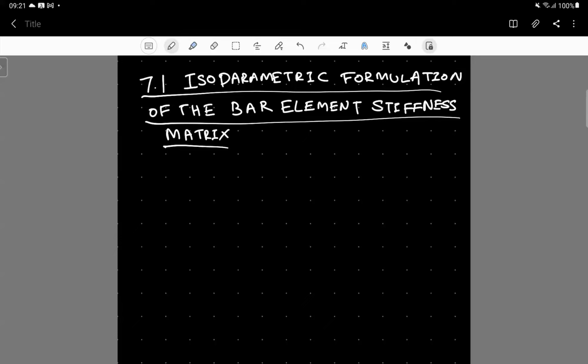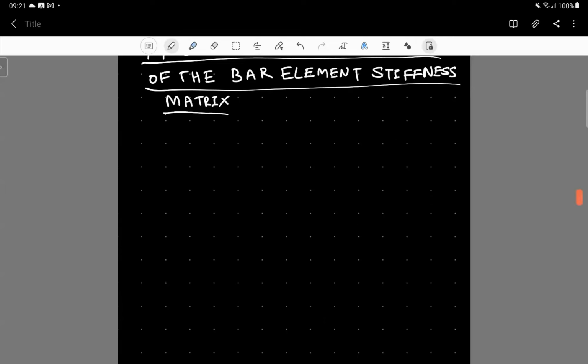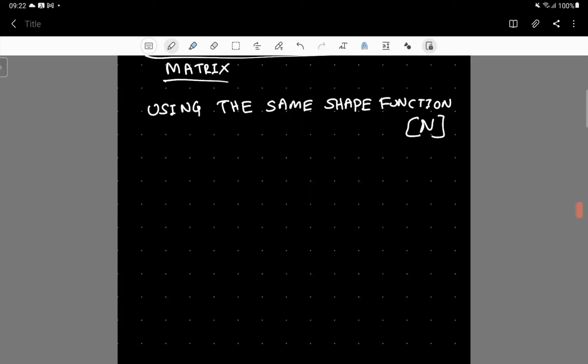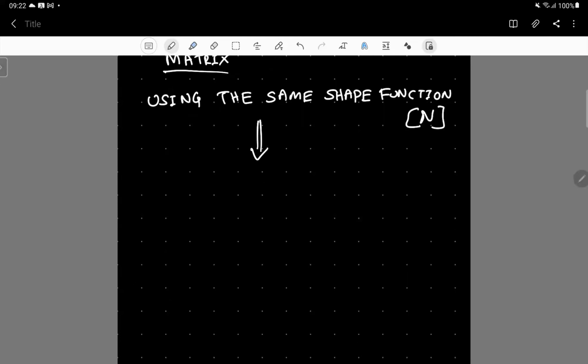So now what we do is we use the same function, in other words the interpolation function, denoted by capital N. We use these shape functions also to determine the geometric shape of the elements. So we will not be using global coordinates, but we will introduce a reference system, and we will be expressing the geometric shape also using these shape functions.